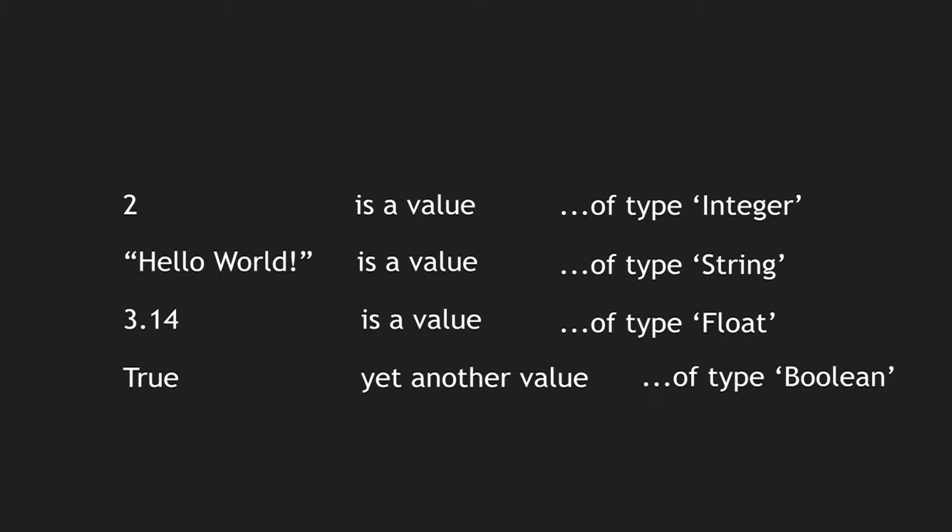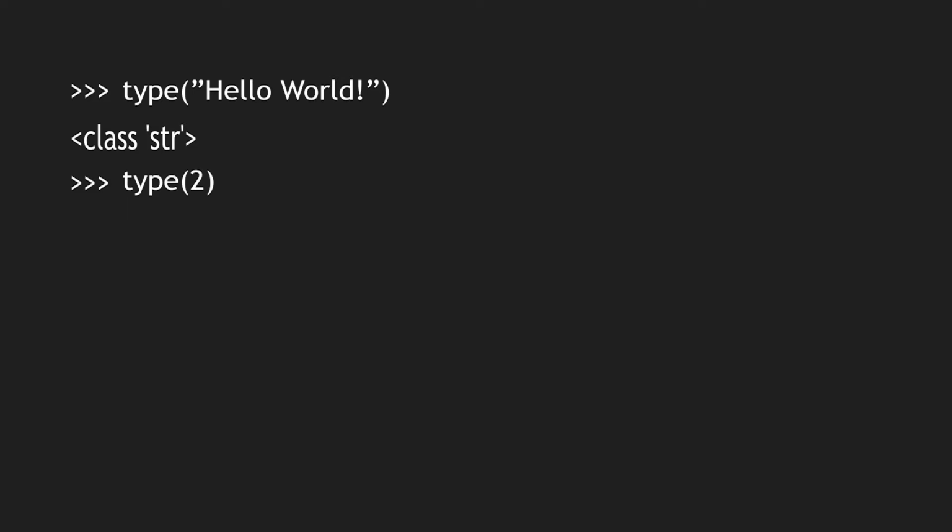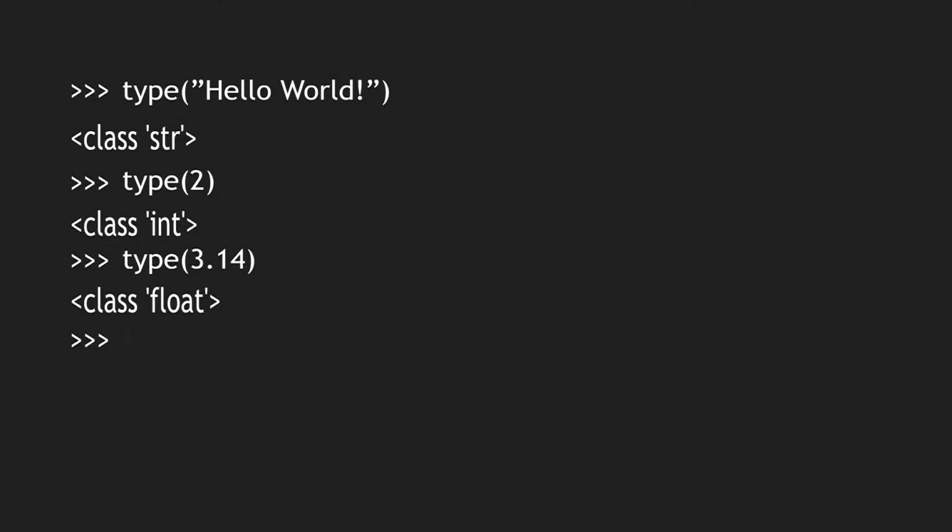We can check the type of different values in Python. To do it, type the word type followed by the value in brackets. Watch this. Here, str refers to type string. And here, int means a number of type integer. And float is a number of type float.